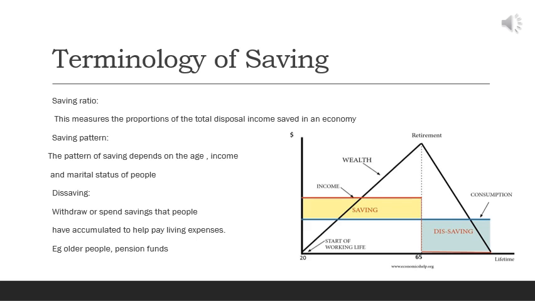Let's look at the graph on the right. When you start working, you'll get income. You start saving and you accumulate wealth. And when you hit retirement, you'll consume your savings, which is called dissaving.